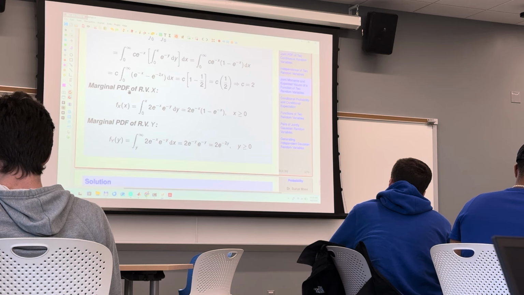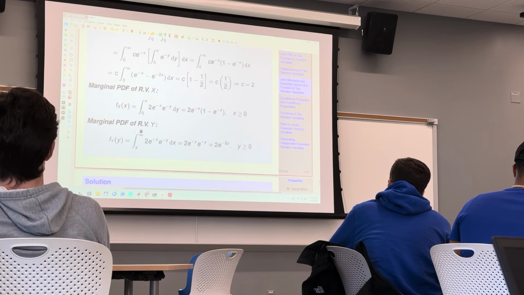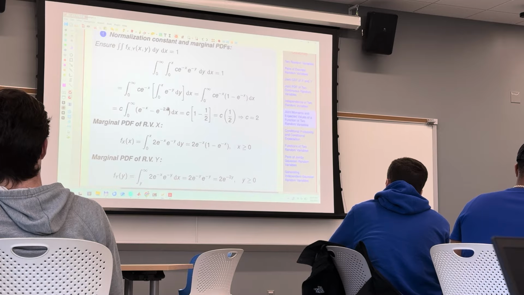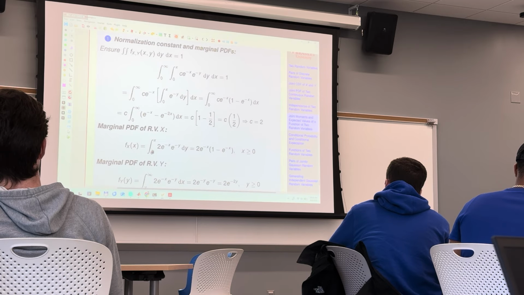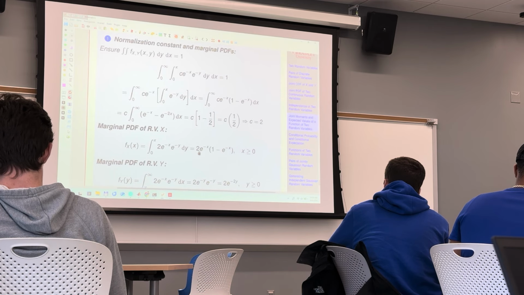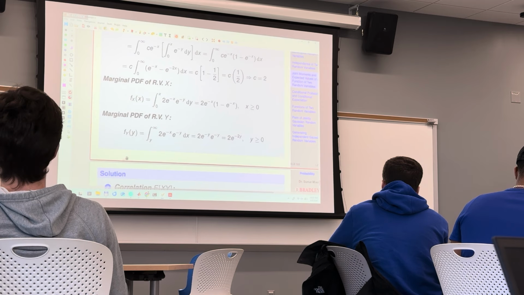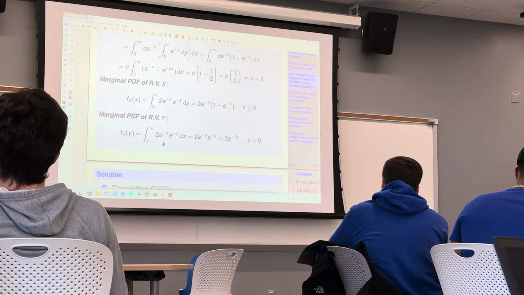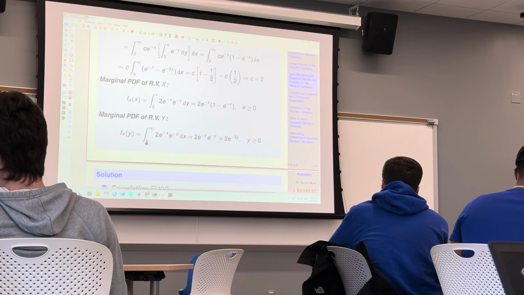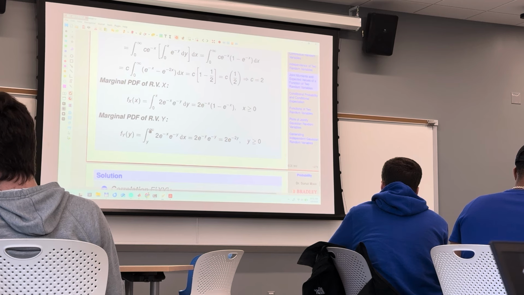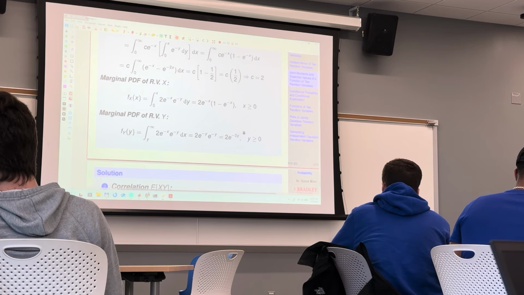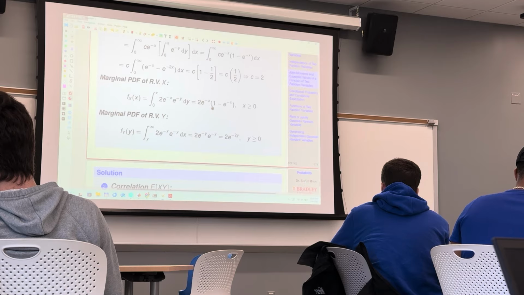Now the marginal PDF of random variable x and the marginal PDF of random variable y. Because you already have the joint PDF, you just use the equation to find the marginal PDF. So the marginal PDF of random variable x becomes e to the negative x times 1 minus e to the negative x, for x greater than 0, and the marginal PDF of y is found by integrating out x, where it varies from y to infinity.